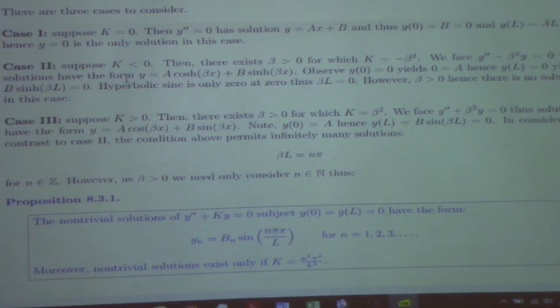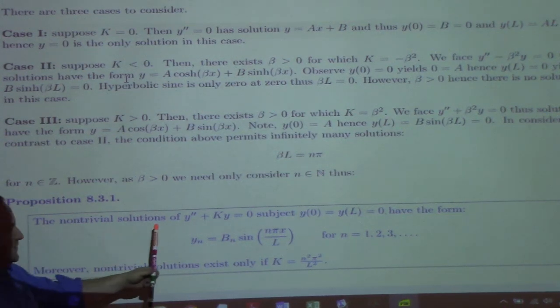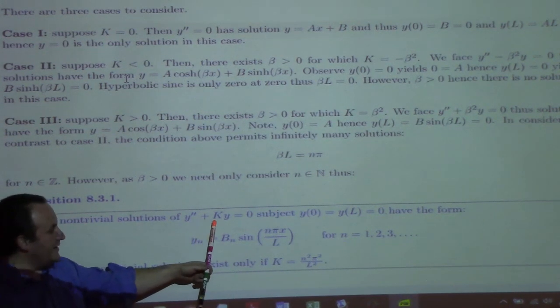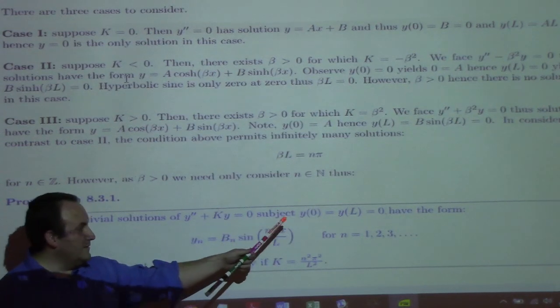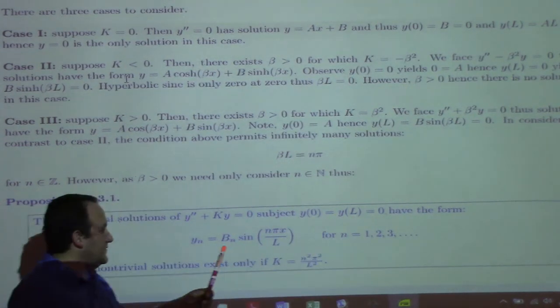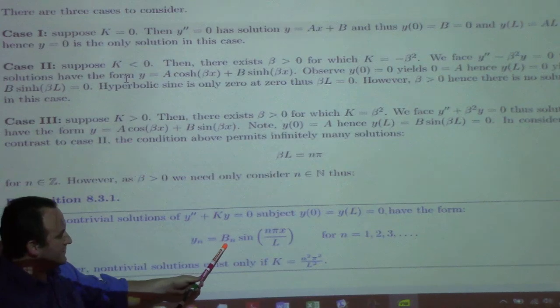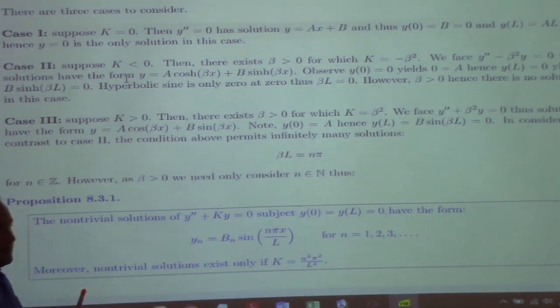In summary, this is what we found. If we want to solve this boundary value problem, y prime prime plus ky equals 0, subject to y of 0 and y of L being 0, the solutions have the form y sub n equal to b sub n sine of n pi x over L. That's it. Now this is weird, right? Because this says that for certain values of k, there are no solutions.